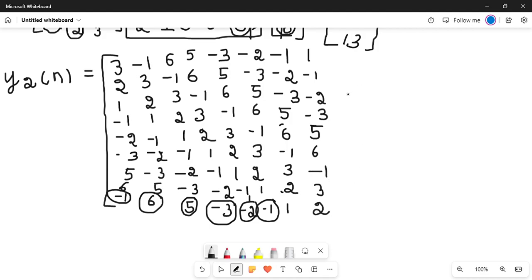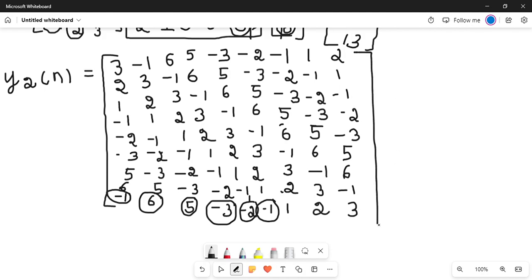Fine. And once again I'll shift 2 to here and what I can say, I'll get my 1, minus 2, so minus 3, 5, 6, minus 1 and 3. Fine. So now I'll stop. Why I'll stop? Because I've got two conditions. I'll tell you in a simple word.